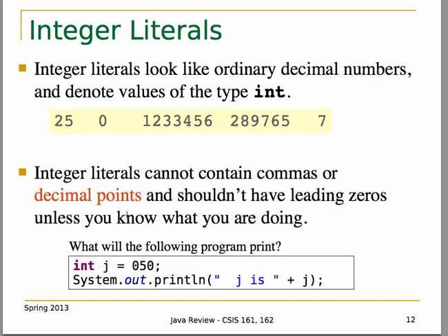Integer literals are pretty straightforward. They just look like decimal numbers usually. So there's an important caveat down here. But let's first take a look at the straightforward ones. 25 is a number, 0 is a number, 123456 is valid.